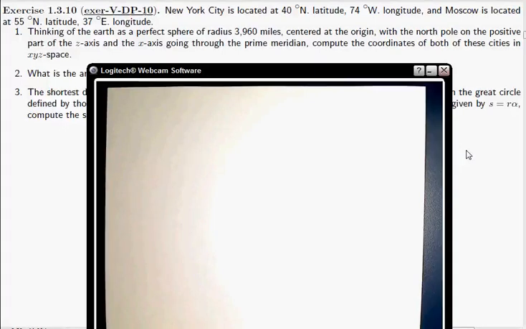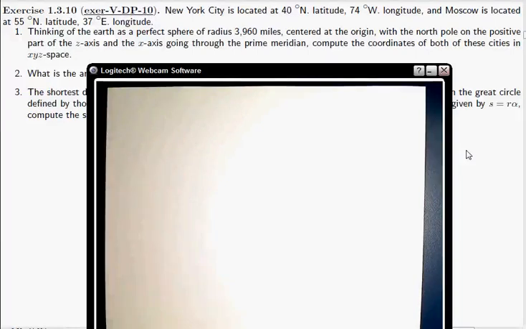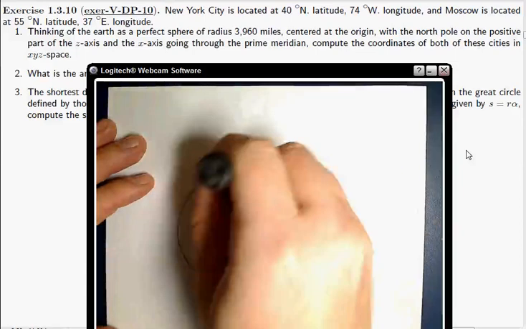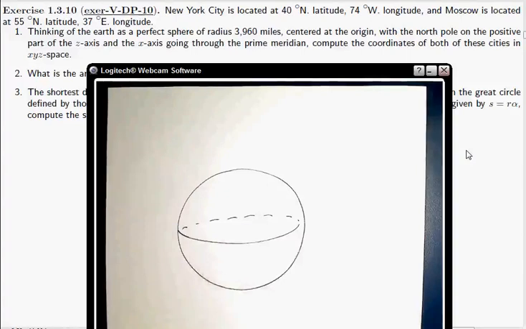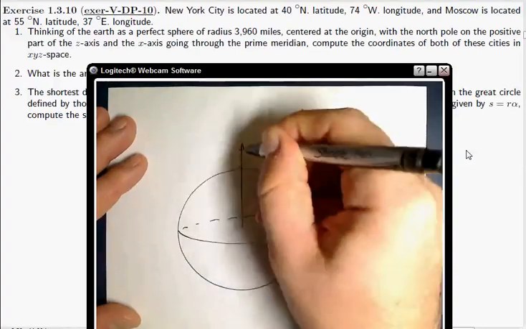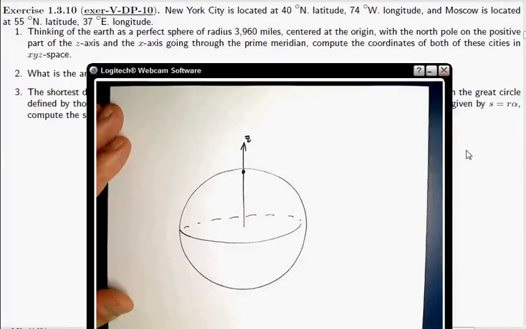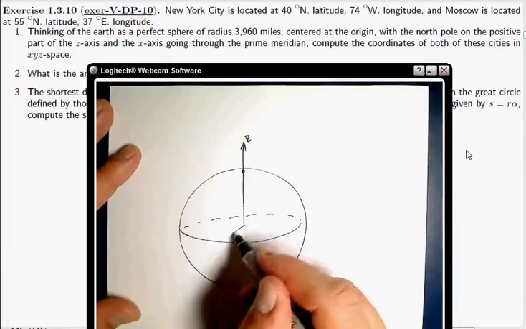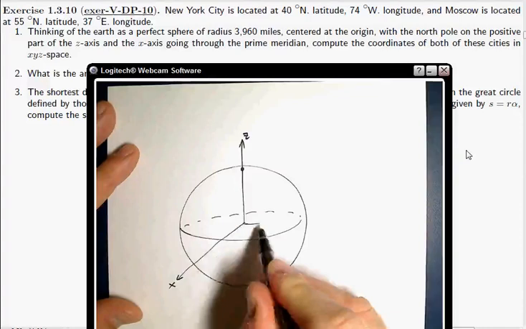Okay, so part one, Earth is a perfect sphere of radius, whatever. Great. I'm going to call that number R just because I don't want to have to write down the number all the time. So here's our sphere, like that. And let's see here. So North Pole on the positive part of the z-axis. Okay, great. So there's the North Pole. And the prime meridian is the x-axis, like so. Okay, so x-axis like that. So the y-axis is over here.